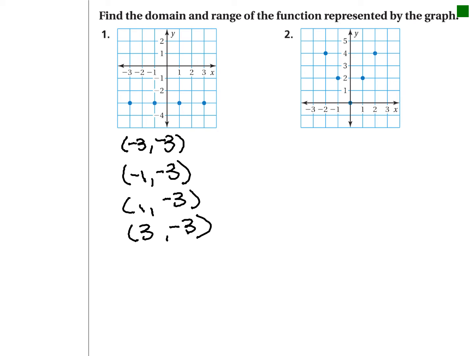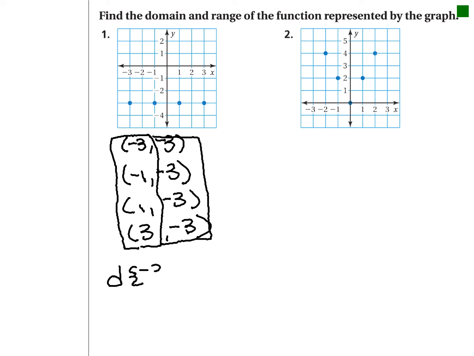Now we look at those x values, all the inputs, and that's the domain. For the outputs, we can see that the range is simply -3. You don't have to list the -3 more than one time. Here you can see the 4 values of the domain and the 1 value of the range, -3.